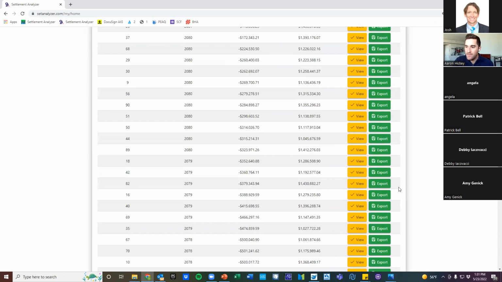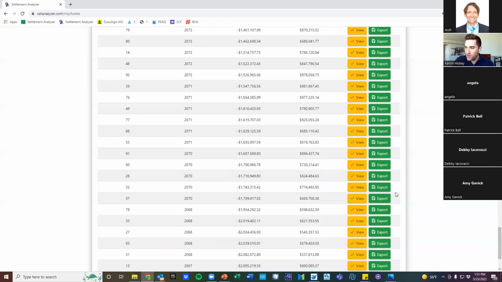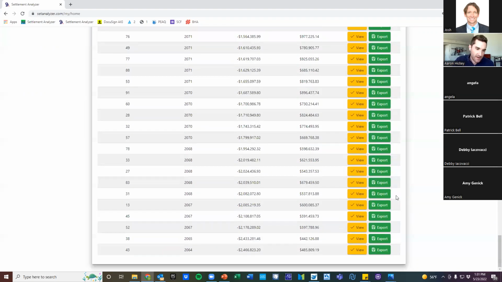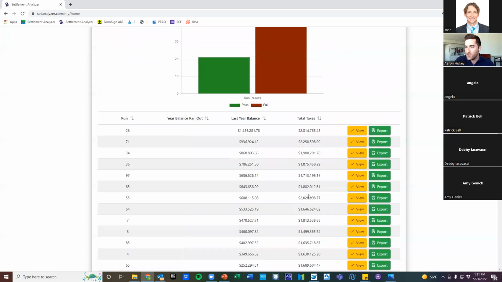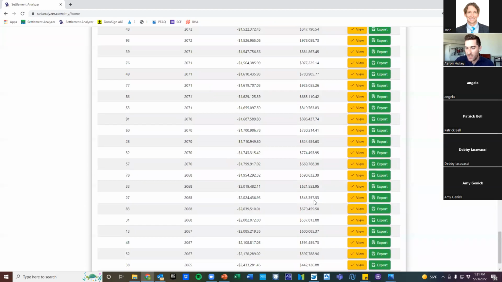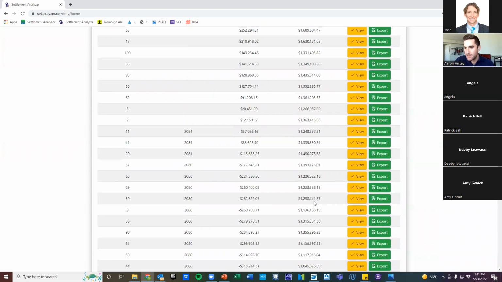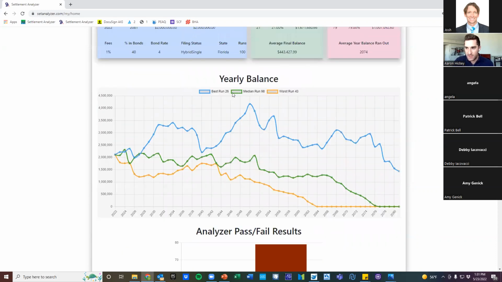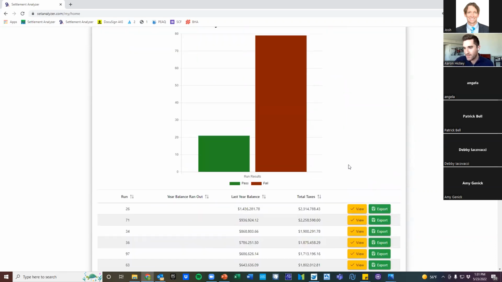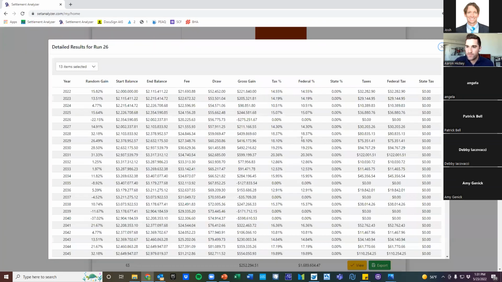Coming down here, I told you and promised you earlier that you could see all 100 runs and every piece of data that you'd want to see with it. Here it is. Open platform. We have 100 runs and all of the data that you could want to see. If you click on the yellow view button, run 26 as it's labeled was our best run, if you recall. It was this blue one. You'll see the 26 next to it. You can click view and open up all of the data you want to see.